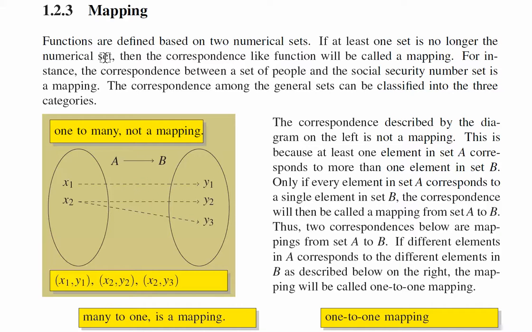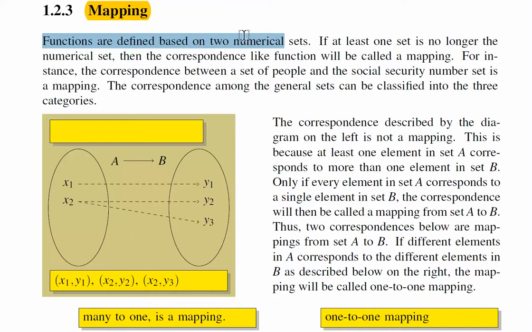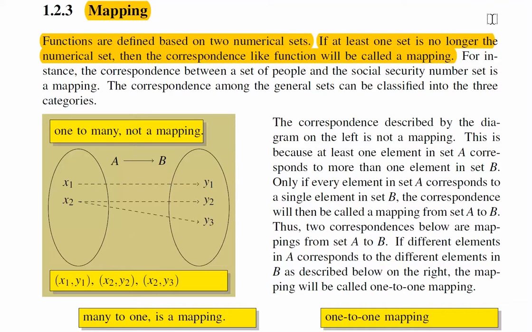This video clip will talk about mapping. What's the meaning of mapping? Functions are defined based on two numerical sets. If at least one set is no longer a numerical set, then the correspondence-like function will be called a mapping. That means a function is actually a special case of mapping.